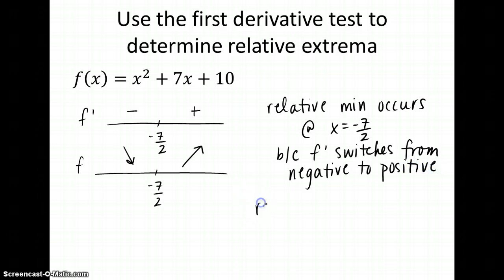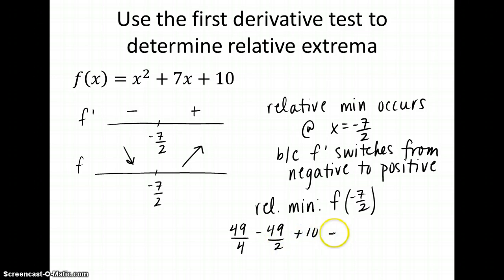What is the relative min though? We would plug the critical number back into the original function. So f of negative 7/2, 49 over 4 minus 49 over 2 plus 10. So we get 49 minus 98 plus 40 all over 4. So this would give us negative 49 plus 40, so negative 9/4 would be the relative min.